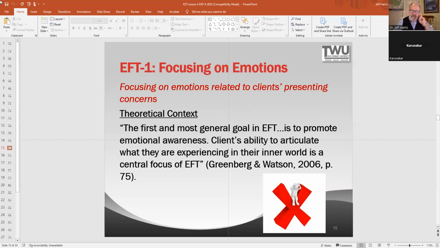So emotion-focused therapy strategy number 1 is focusing on emotions. So we're focusing on emotions related to the client's presenting concerns. So the theoretical context is that the first and most general goal in EFT is to promote emotional awareness. We want clients to know what they're feeling. Clients' ability to articulate what they're experiencing in their inner world is a central focus of EFT.